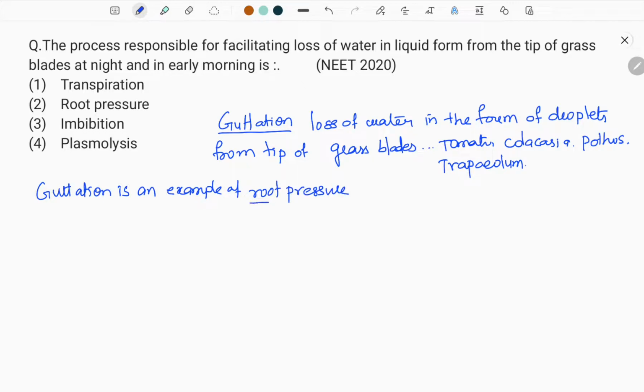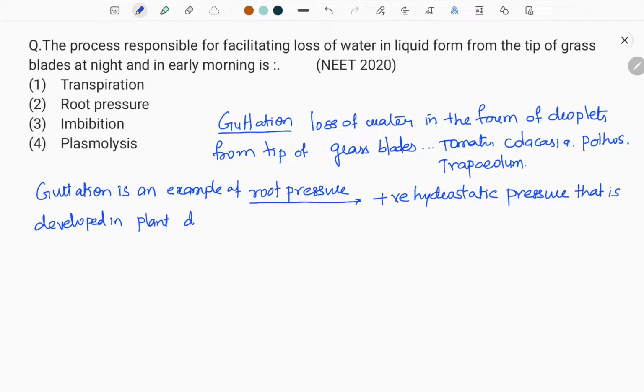See, root pressure is positive hydrostatic pressure that is developed in the plant due to rapid absorption of water. Why does the root absorb water rapidly?